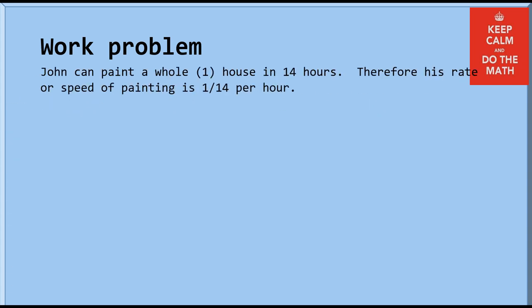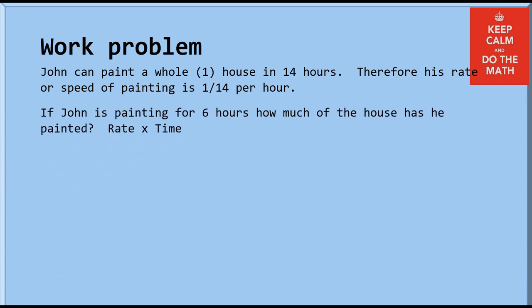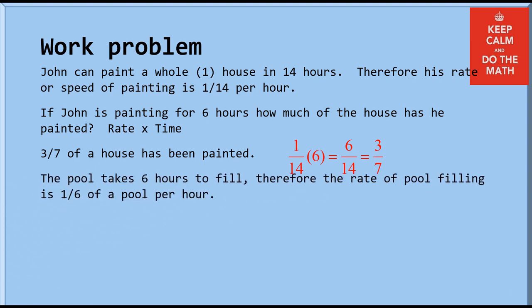So let's take a look at these again. John can paint a whole house in 14 hours. Therefore, his rate of speed is 1/14th of a house per hour. But if John painted the house for 6 hours, how much of the house has he painted? So we take his rate times his time. So in his case, we take 6 hours times 1/14th, and we know that in 6 hours he's painted 3/7 of the house.